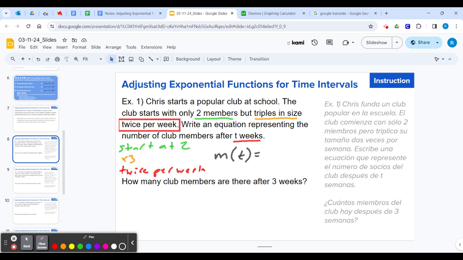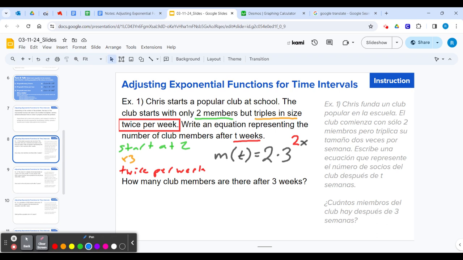Normally we'd set it up with our initial value, 2 times, it's going to triple every week, so that happens over and over and over again. However, it happens twice per week. So if I just write x up here, that doesn't exactly capture it, right? That only covers once per week. So what I need to do is multiply that input, that exponent, by 2 every single time, because every single week that goes by, it's tripled twice. So with that slight tweak to our problem, we can then appropriately model it without having to change too much, just by interpreting the context of the problem.